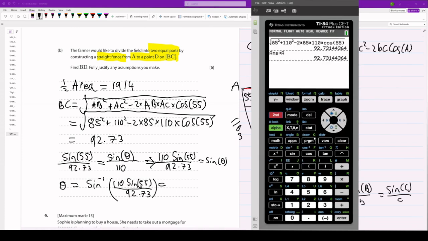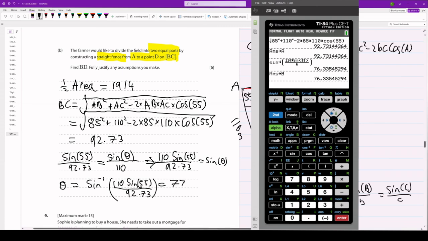Now time for the calculator. Will I remember to put the calculator away at the end of this? Sine minus 1, fraction 110 multiplied by sine 55. Check that we're in degrees. Yes. Divided by A. Yes, I could use the answer button, but I'm not going to, just out of stubbornness at this point. Store that as B. There we go. 76.33. Actually, technically that's 3.4, isn't it? Okay.